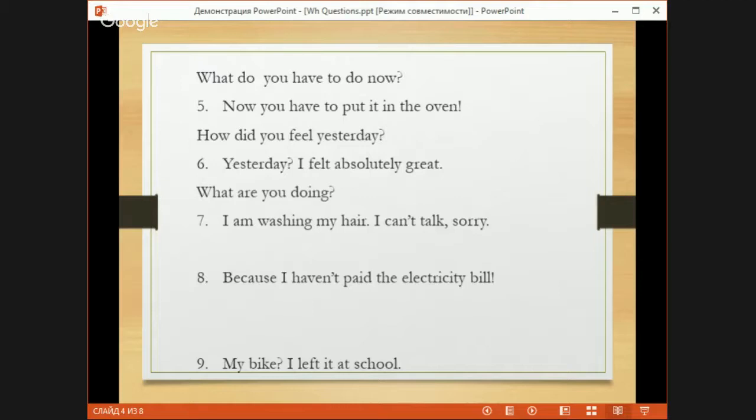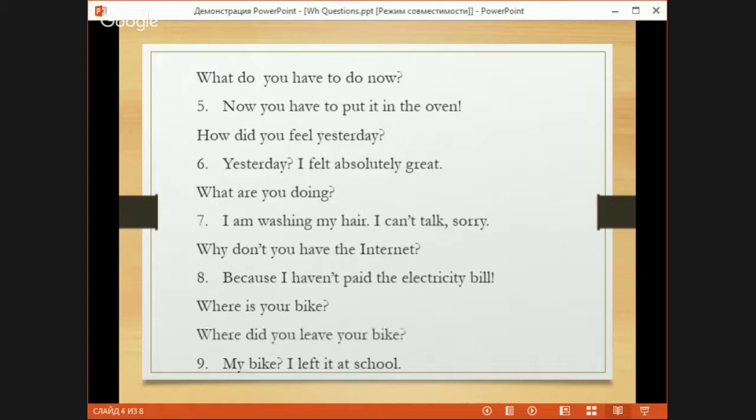What are you doing? I'm washing my hair. I can't talk, sorry. Present continuous. Why don't you have the internet? It's a negative sentence, and as I said, it can be a negative answer because I haven't paid the electricity bill. Where is your bike? It fits present simple, and we are interested in where it is now, or it's also possible to create past tense. Where did you leave your bike?